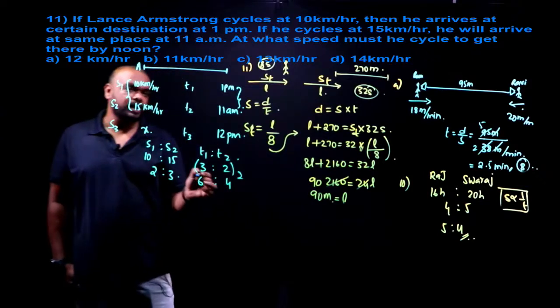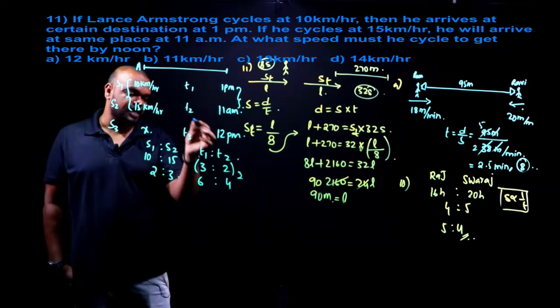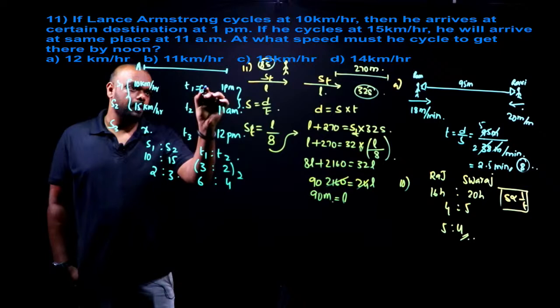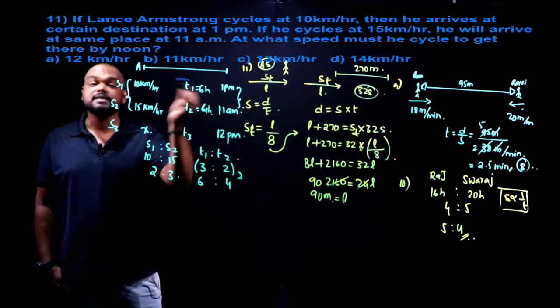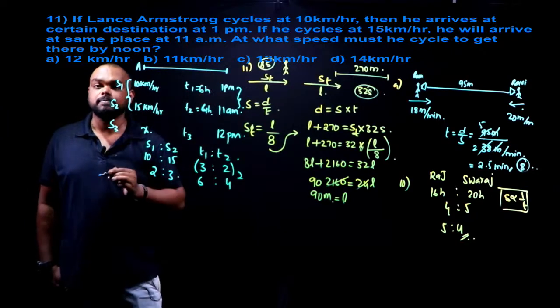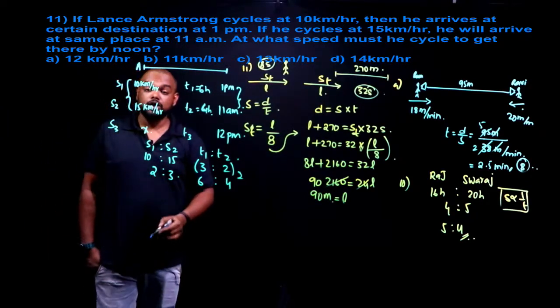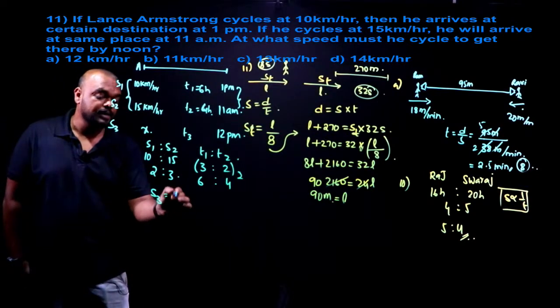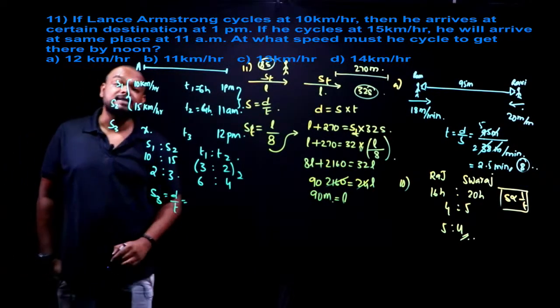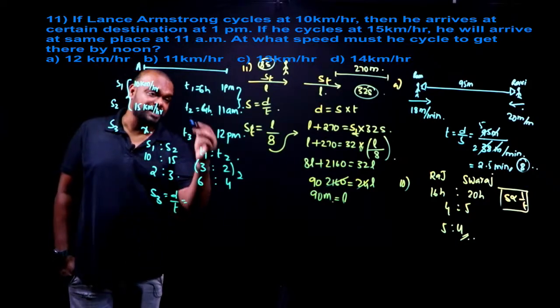So here it is taking 6 hours, here it is taking 4 hours. Now you got the distance. What is the distance here? 10 into 6 is 60, or 15 into 4 is 60. Distance is speed into time. Now here we need speed, S3, which is distance by time taken. We know the distance is 60 kilometers.